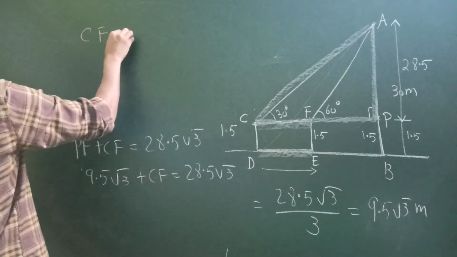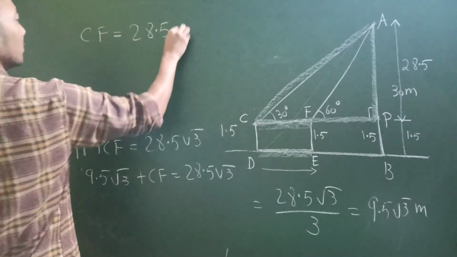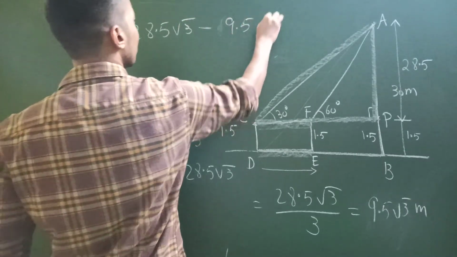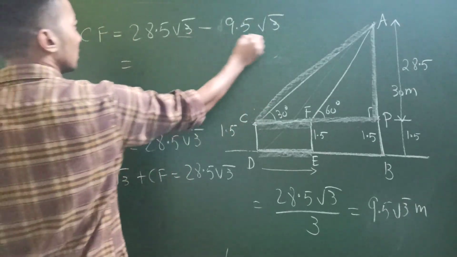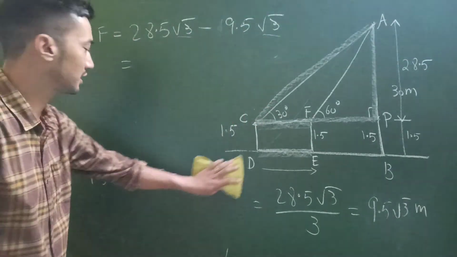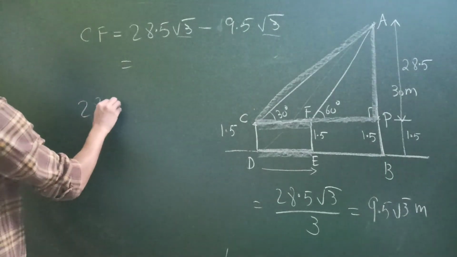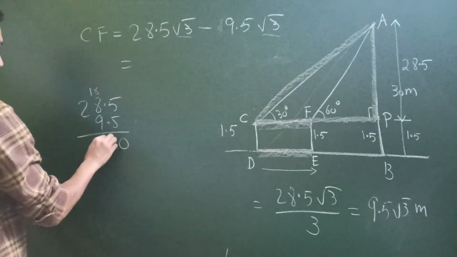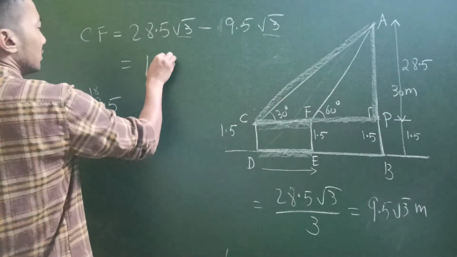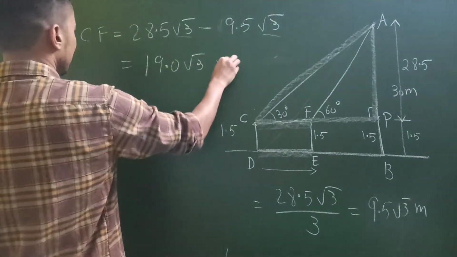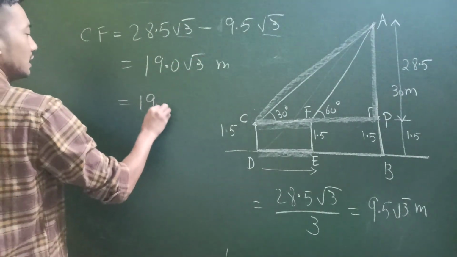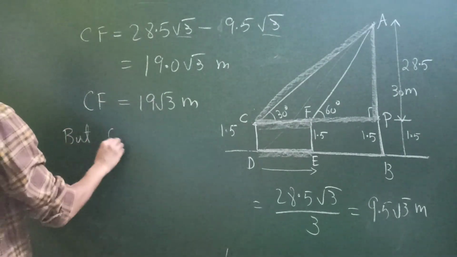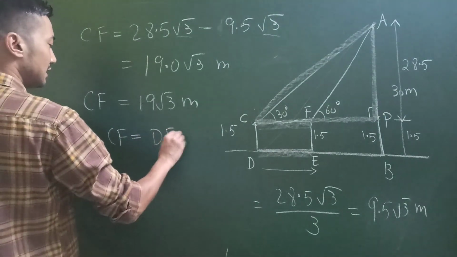So what will be CF? CF will be equal to 28.5 root 3 minus 9.5 root 3. So these are like quantities, so we can just subtract them easily. So 28.5 minus 9.5, that's 19. So it's going to be 19 root 3 meters. So that is CF. But CF is the same as DE.